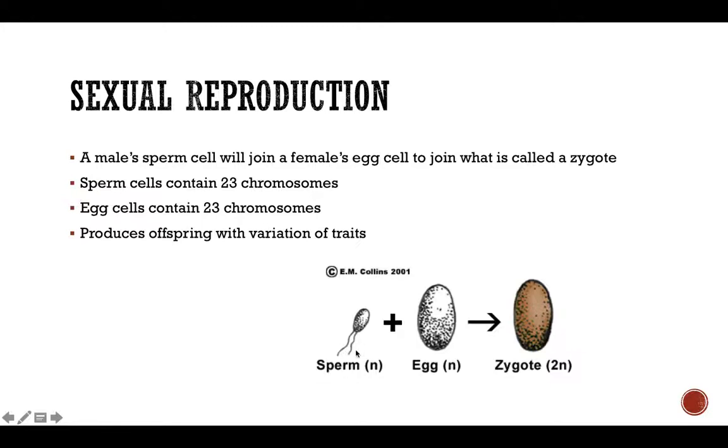If we look at this sperm cell right here, it's going to contain 23 chromosomes. Within this egg cell, we're going to have 23 chromosomes as well. Once these two cells join together to form a zygote, we put the 23 chromosomes from the sperm cell and the 23 chromosomes from the egg cell together, and we add those together, we get 46. That's an explanation about why most cells in the human body should contain 46 chromosomes.